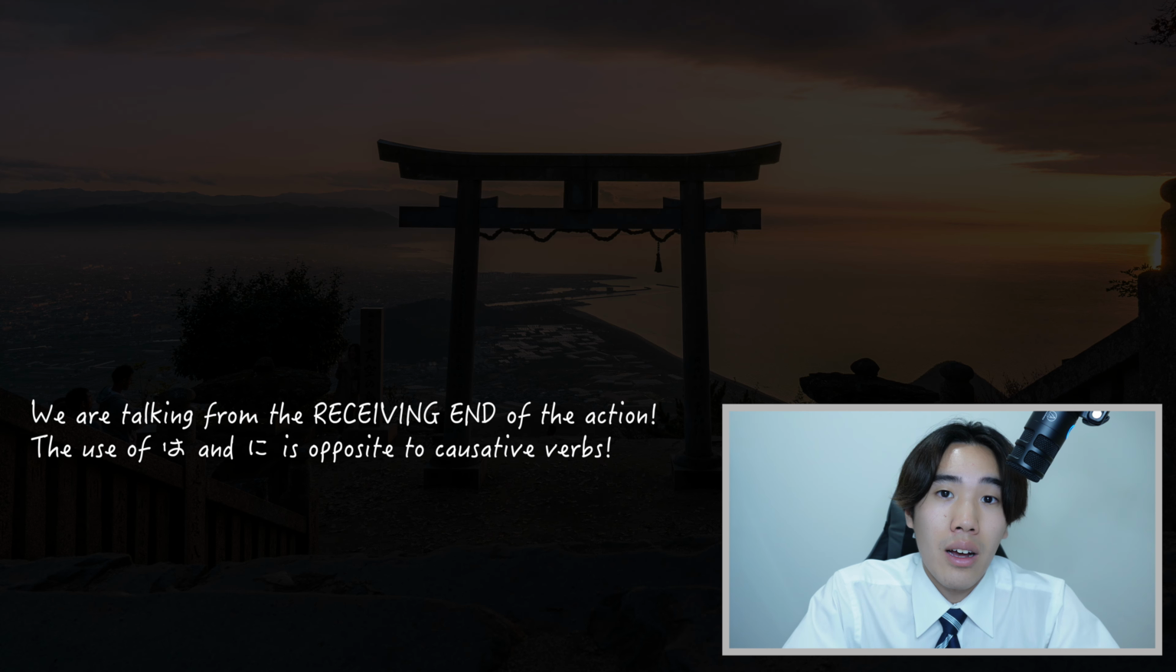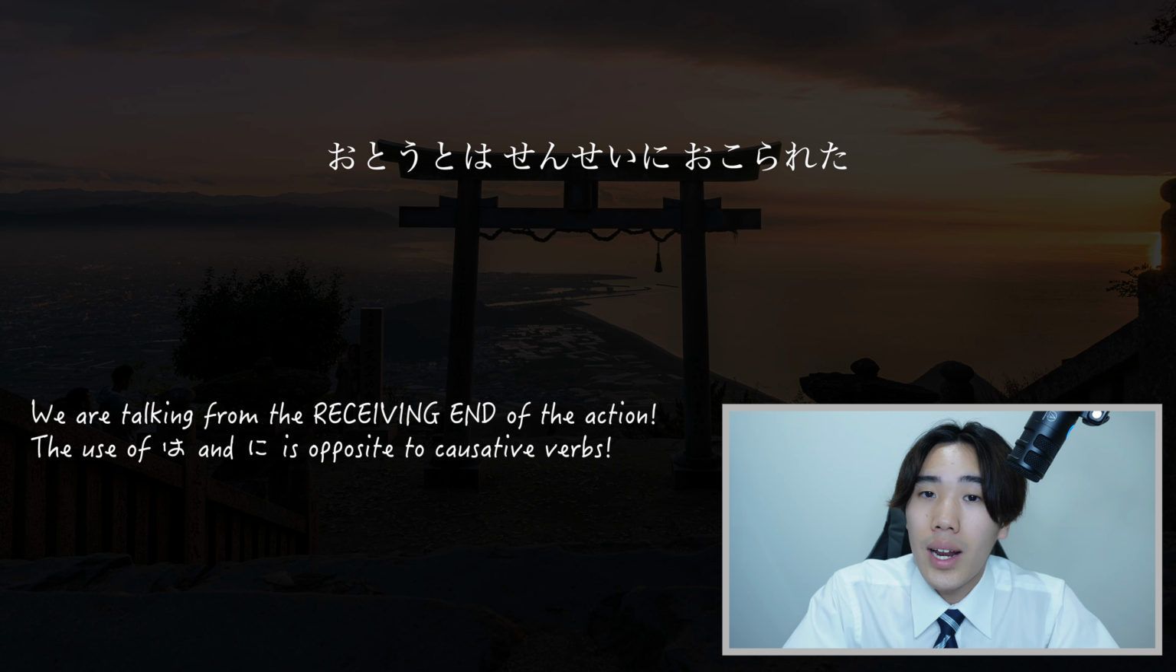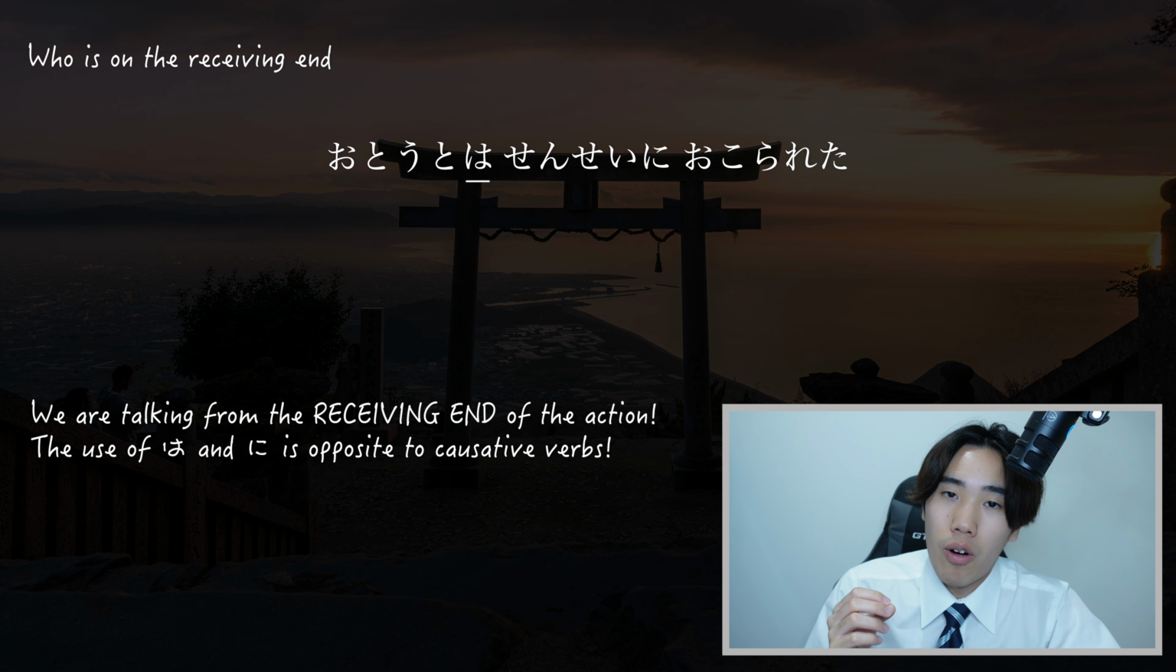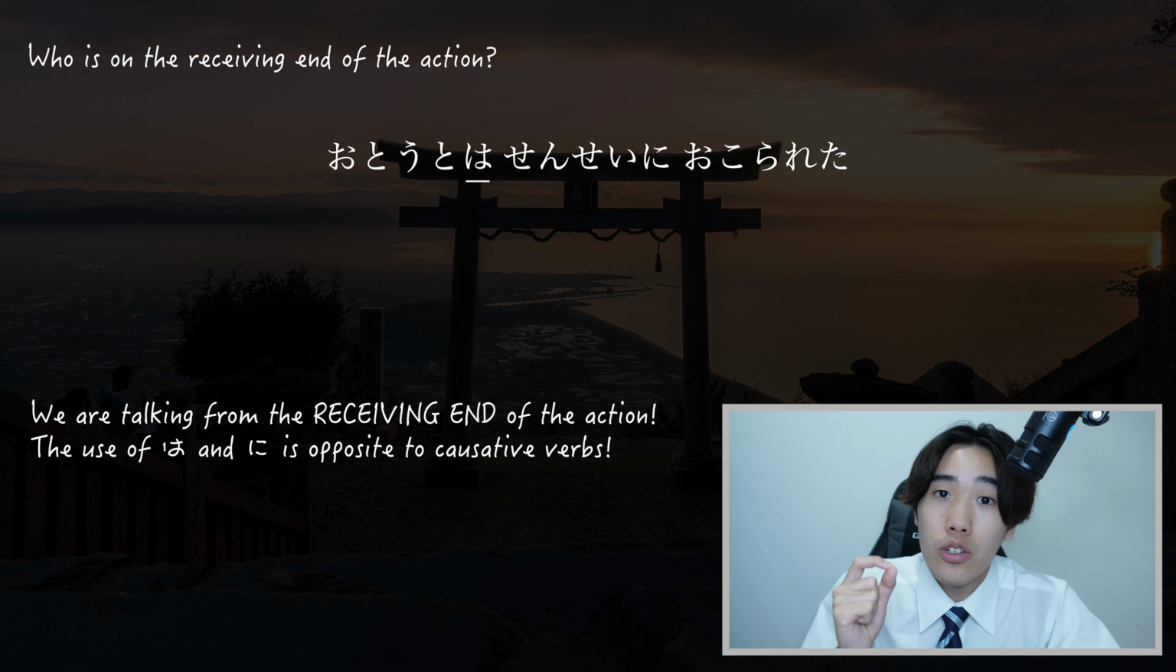Let's take a look at another example so you don't get confused. 弟は先生に怒られた。Here, you can see the use of the sentence particle wa. Now, unlike causative verbs, remember with passive verbs, we are speaking from the perspective of the receiving end of an action. Therefore, we specify the person that is on the receiving end of the action using the sentence particle wa, which is the subject particle.